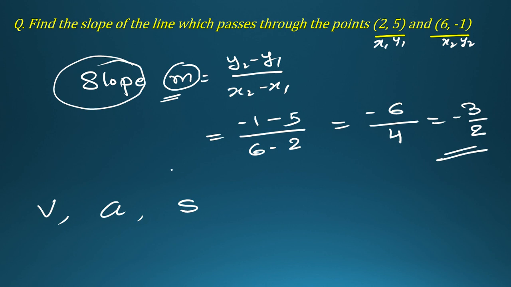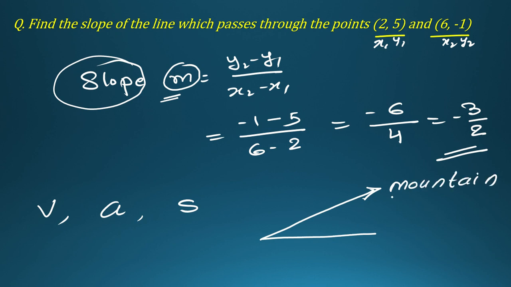So what was the reply of that candidate there? He said that whenever we talk about slope, we think about inclination, and inclination means we always think about a mountain. So m is taken from that mountain, and this is the reason that slope is denoted by m.